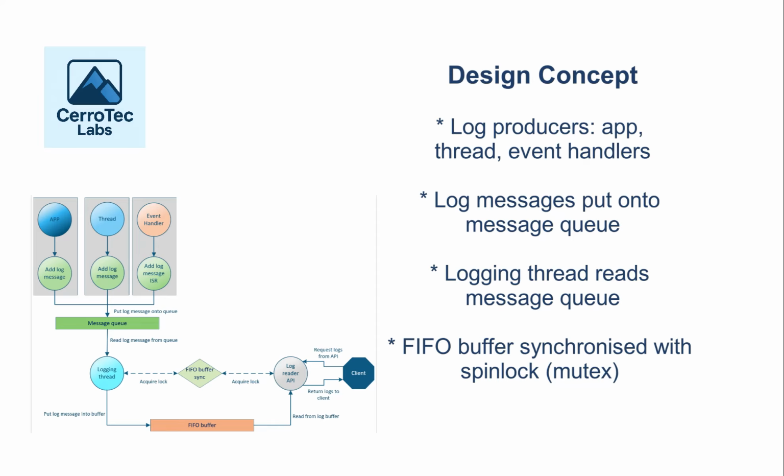A separate task reads the log messages from the queue and places them into a FIFO buffer. The oldest messages will be overwritten once the buffer is full. FIFO buffer synchronization in this diagram is the mutex used to synchronize access to the log buffer by consumer tasks. That is, the queue reader task and any external client consumer such as an API request or web page.